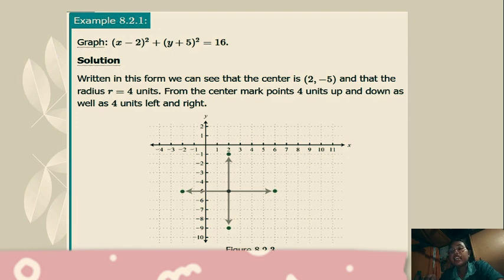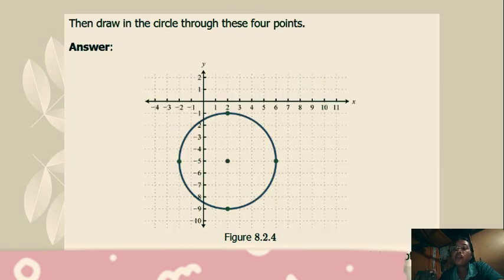From the center, moving up 4 units, we get positive 2, negative 1. Counting down 4 units, we get positive 2, negative 9. Counting left of the center 4 units, we get negative 2, negative 5. Counting to the right 4 units, we get positive 6, negative 5. After that, draw a smooth curve connecting these points to form a perfect circle.